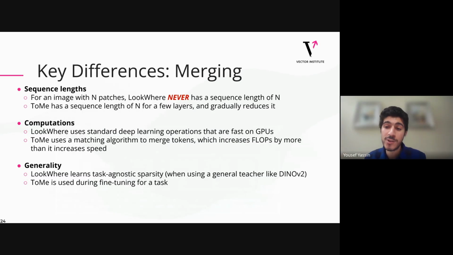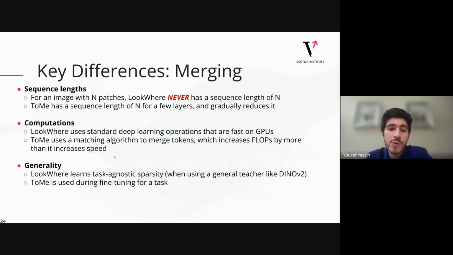Whereas LookWhere does not do merging at all. It identifies informative regions straight away and drops the non-informative ones. So LookWhere never processes the full sequence length, and it doesn't do a gradual dropping of tokens. It drops all tokens right at the start and only processes the subset through all transformer layers. So we see a much larger increase in efficiency by doing this.